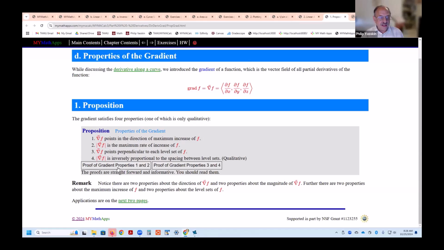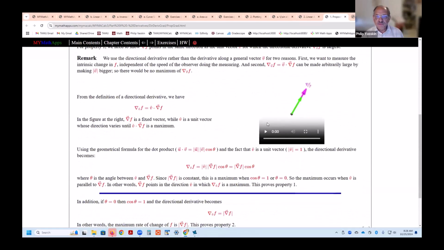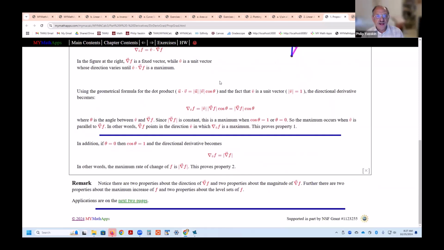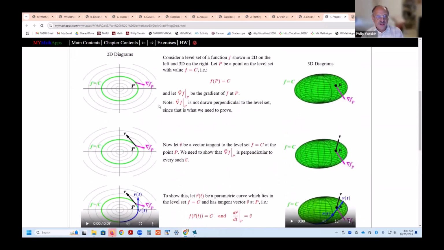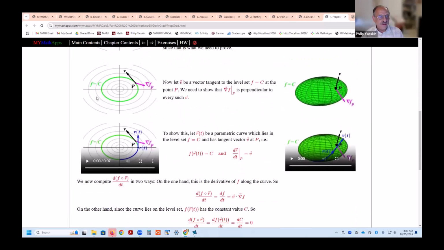Propositions in Calc 3 for the gradient. We want to know that the direction of the gradient maximizes the directional derivative, and there's a graphical proof. Also, here is the fact that the gradient is normal to the approximations. And so this is the proof.